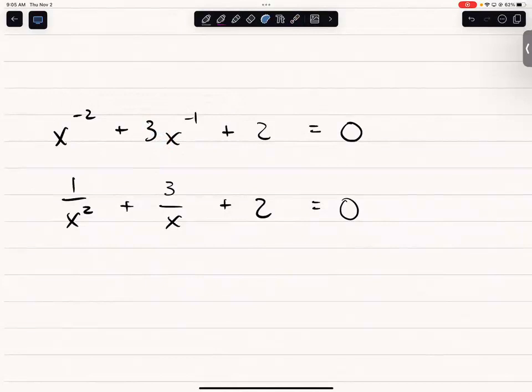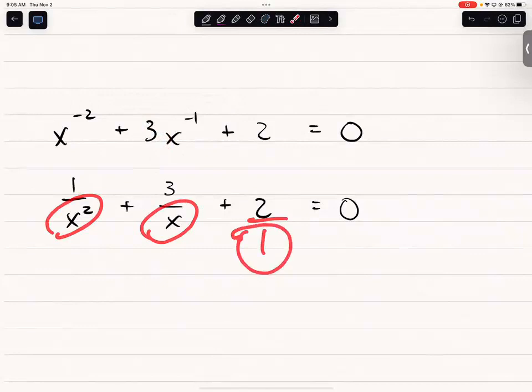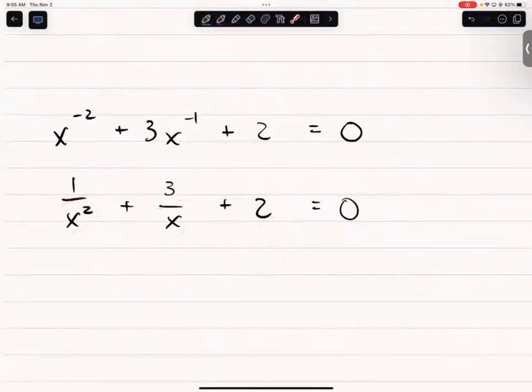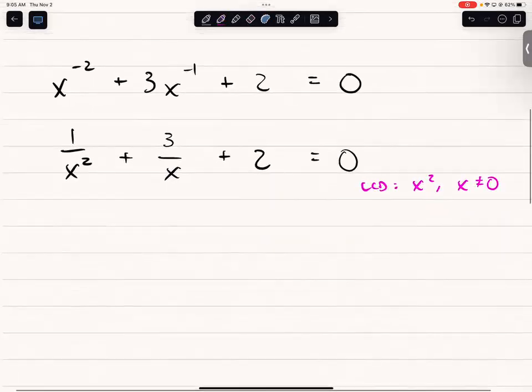Okay. So what would the least common denominator be for those three things? x squared, right? Build up to the higher one. So x squared. LCD is x squared. x couldn't possibly be 0. Then what?